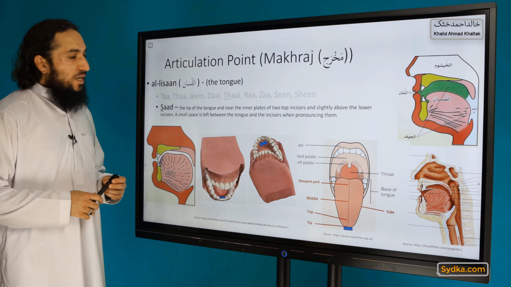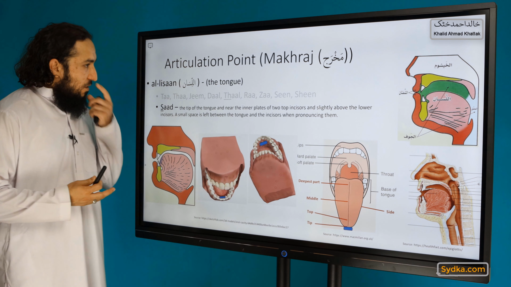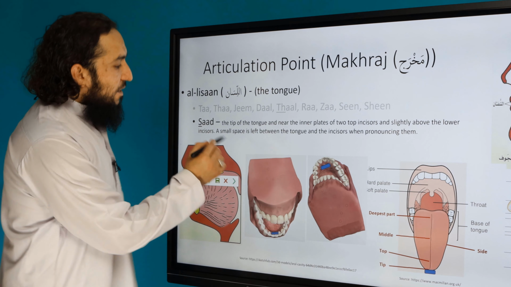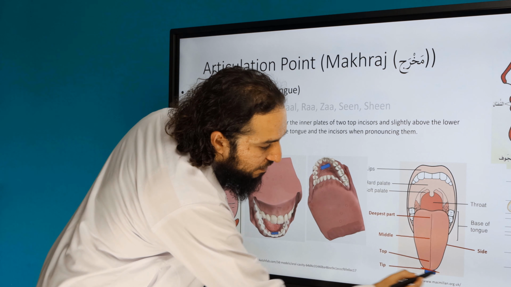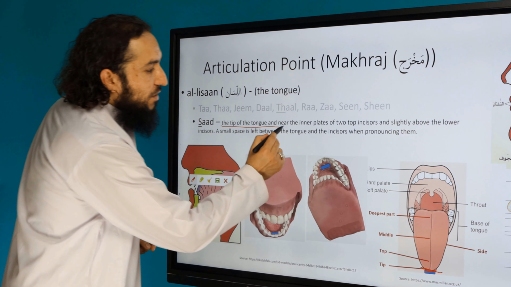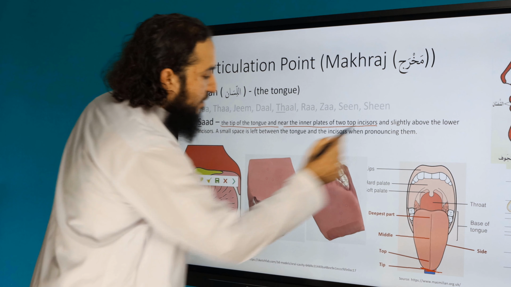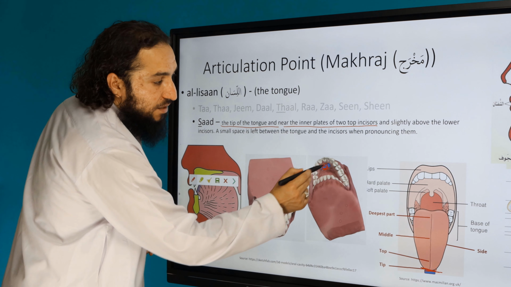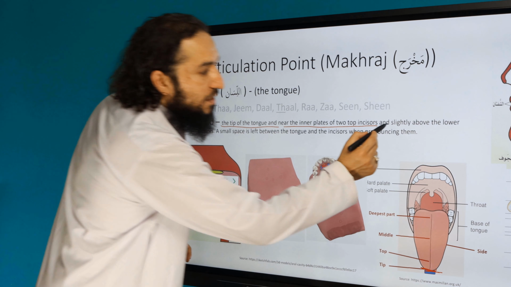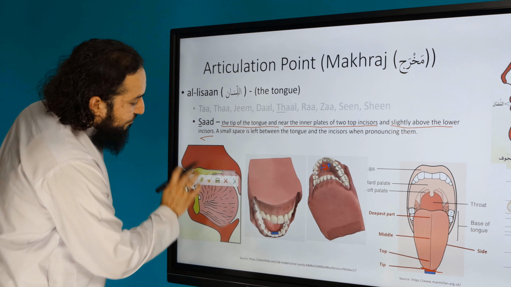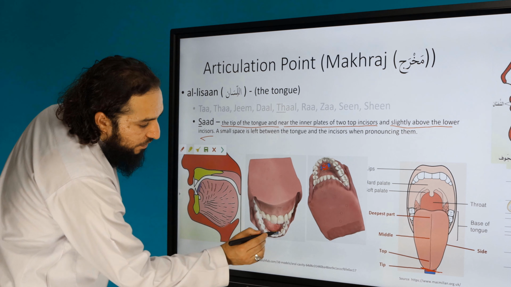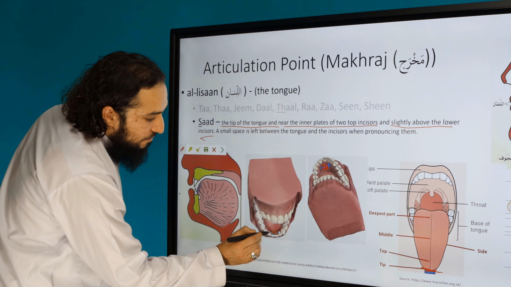The articulation point, it is one of the lisan, the tongue letters. If you see here, the tip of the tongue, that's one place near the inner plates of the top two incisors. So near the inner plates of the top two incisors, slightly above the lower incisors. Okay, slightly above the lower incisors. See here.